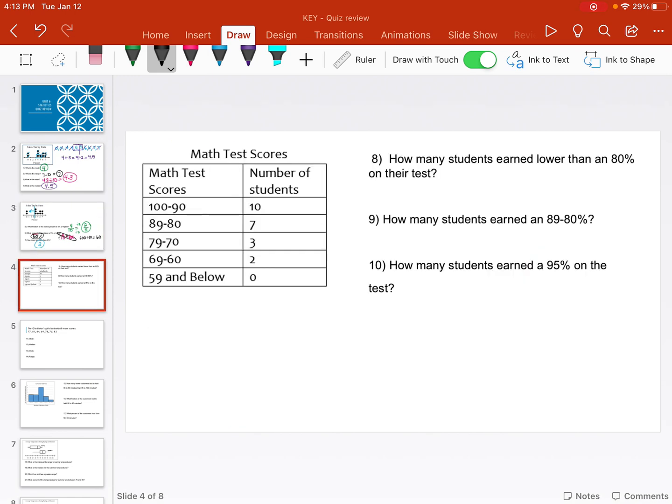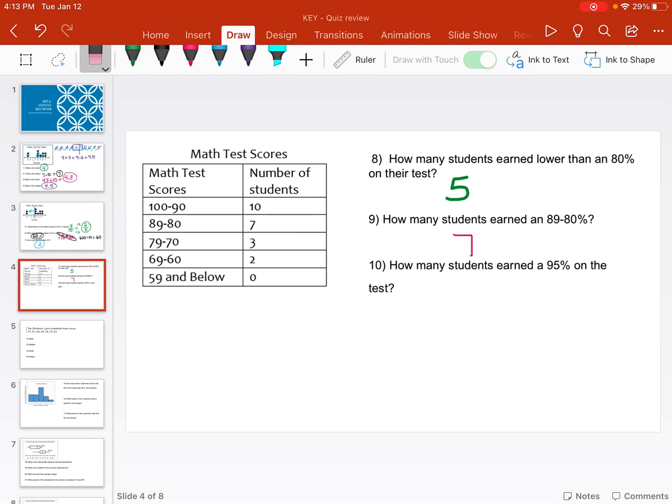All right, now let's look at this frequency table. So how many students earned lower than an 80% on their test? So right here is 80%. Anything lower than that, that's these grades. So 3 plus 2 plus 0 is 5. So 5 students earned lower than 80%. How many students earned 89 to 80% right here? 7.